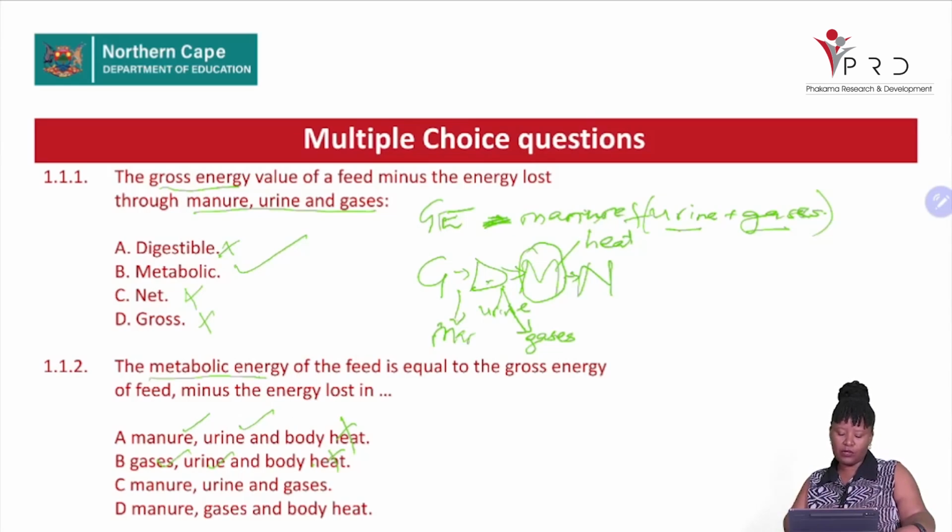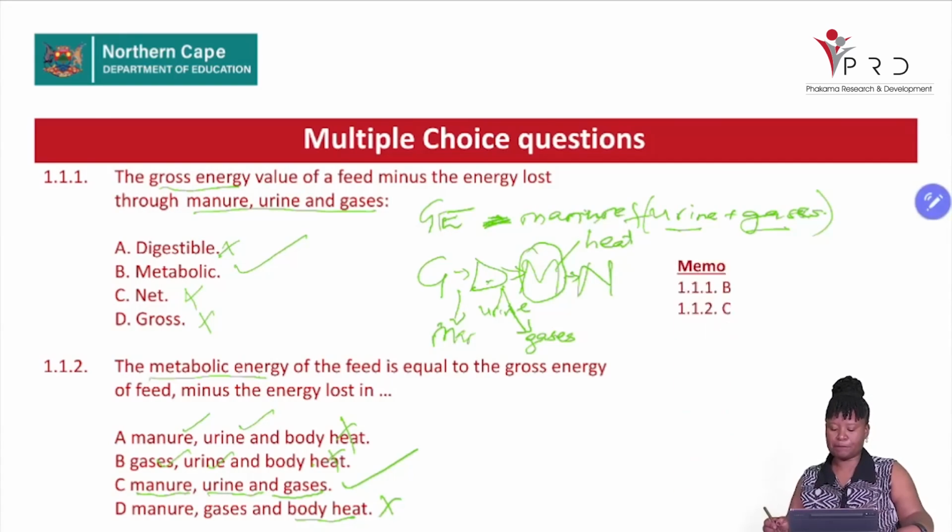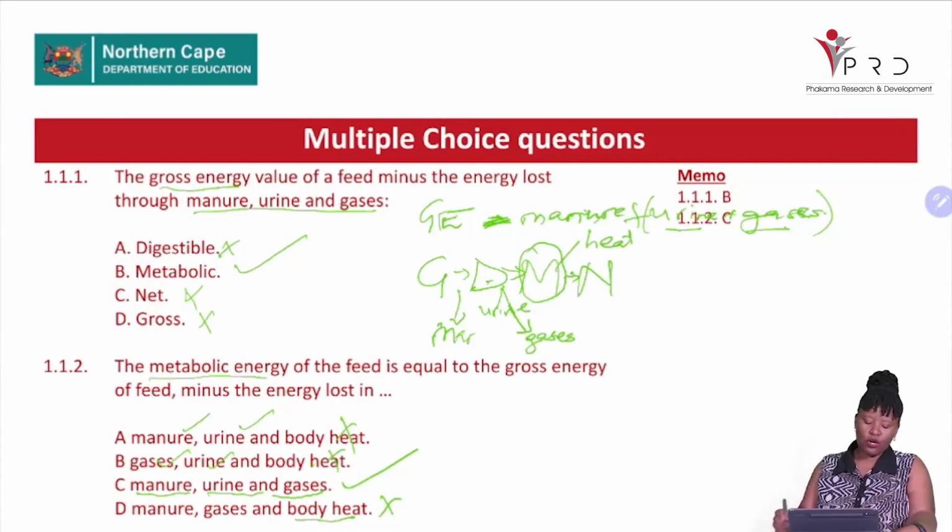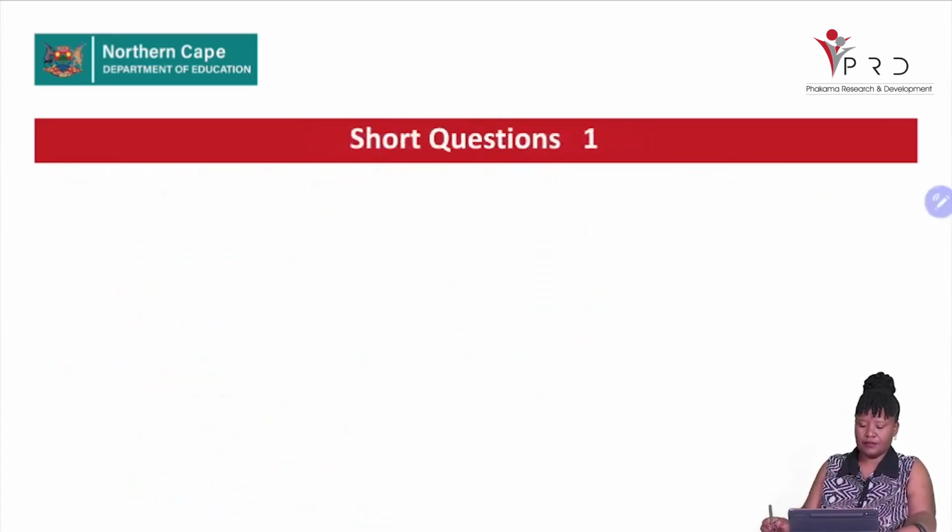Therefore, which one will be correct? It will be manure, urine and gases in order to have this metabolic energy, which makes it the possible answer. The last one is not correct because of the body heat. So you need to collect your information when you work with your multiple choice questions. Therefore, your correct answer is C.